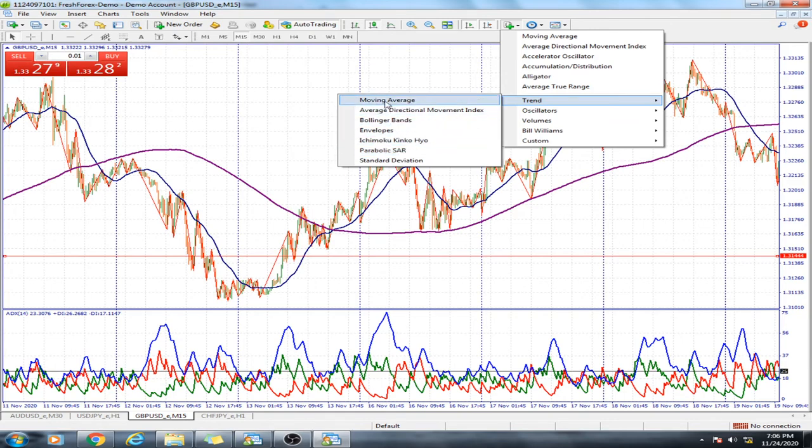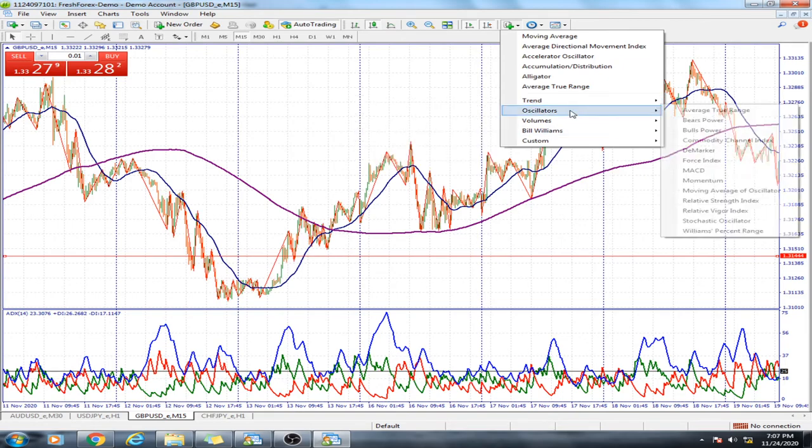So these are the indicators I use. I use the moving average mostly. I use the average directional movement index mostly. I use Bollinger Bands mostly. I use parabolic SAR mostly. And I also use this. So if you want to trade correctly, you may want to learn about the oscillators. The oscillators basically show you the levels that are overbought in the market and the levels that are oversold.